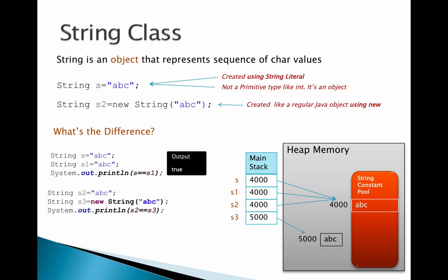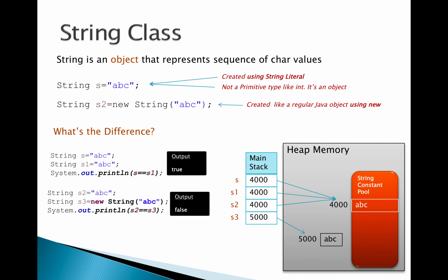So now if you compare s2 and s3, you are comparing the references. The s2 reference is 4000, which is pointing to the string literal, whereas s3 location is 5000, which is pointing to the heap memory. So they are obviously going to be different and you're going to get a false value.